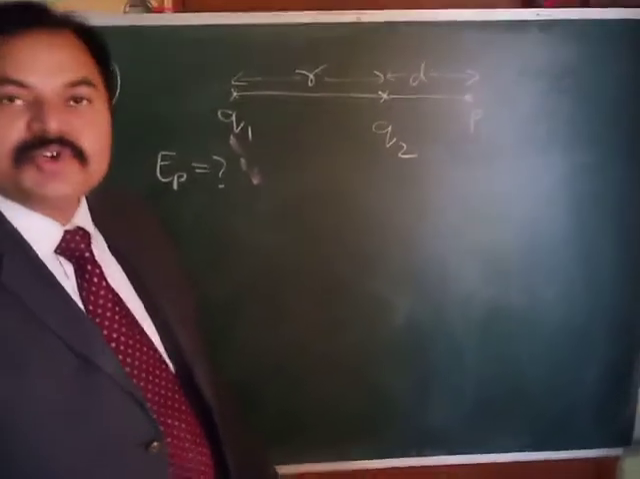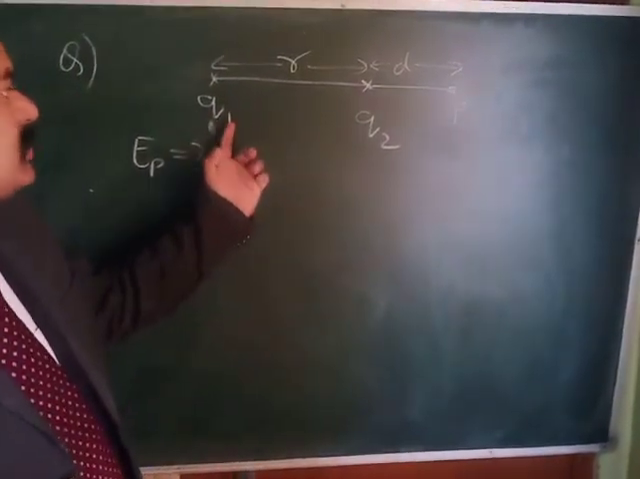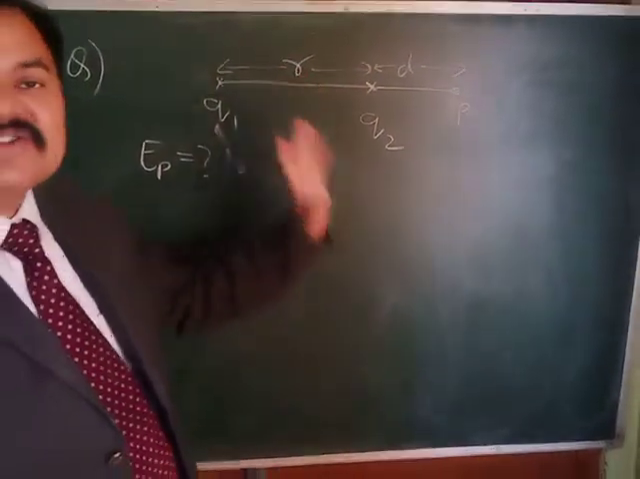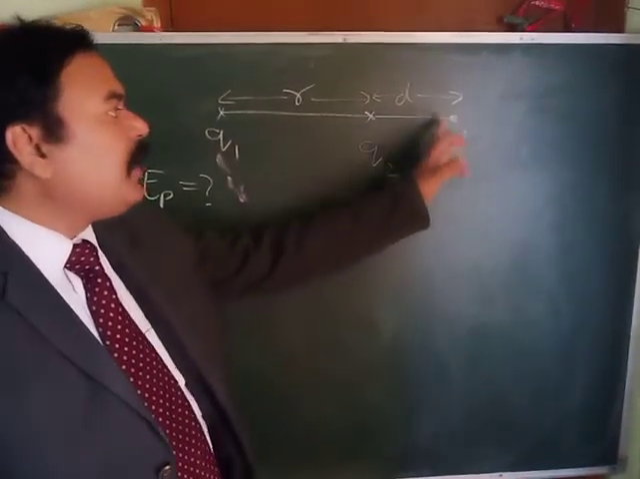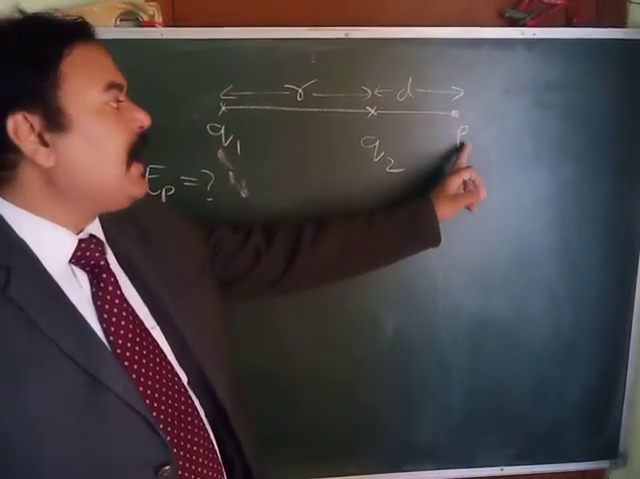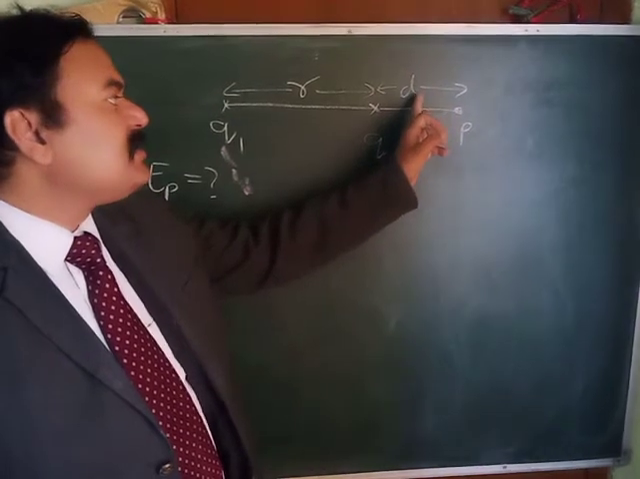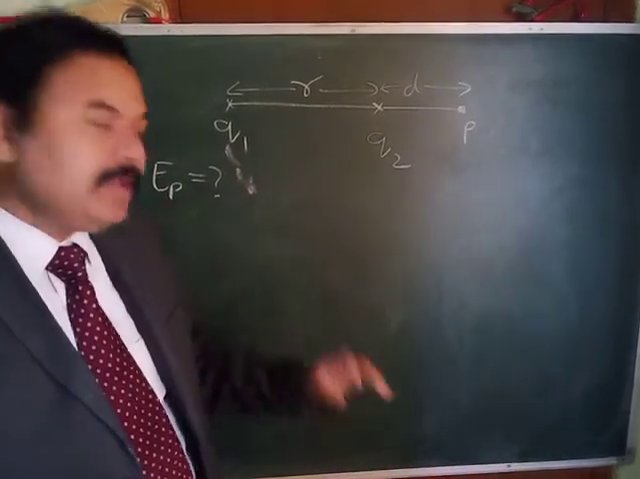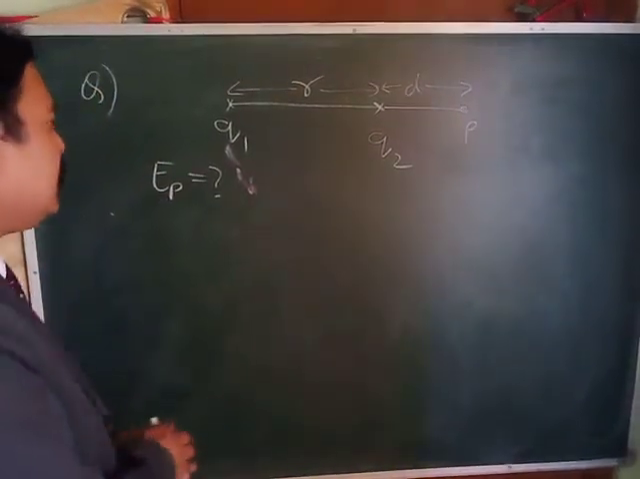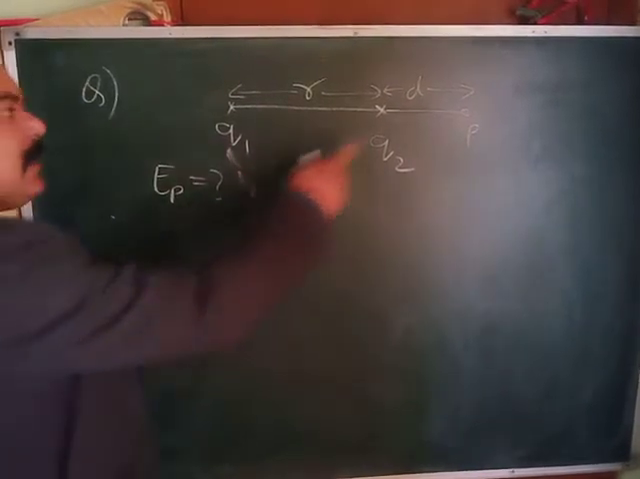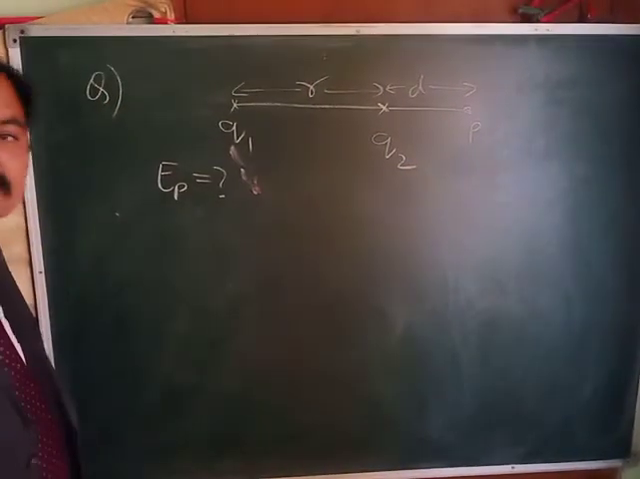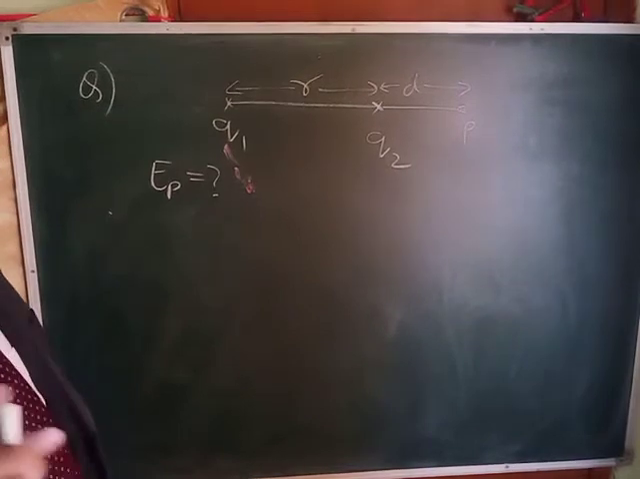Now let us take a question. There are two charges Q1 and Q2 separated by a distance r, and we need to find the electric field intensity at point P, which is at distance d from Q2. So we have to find the net electric field at point P due to both charges, taking one charge at a time.